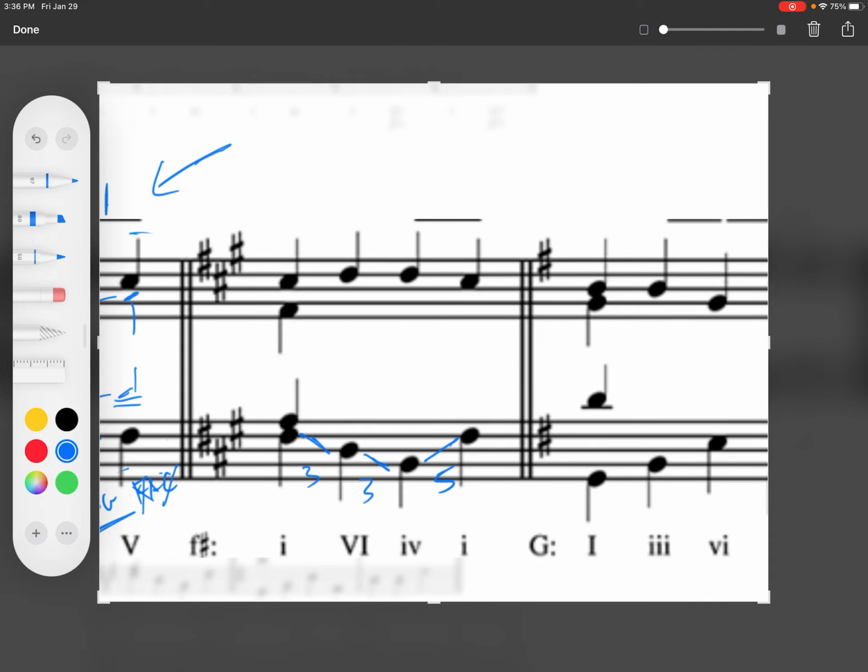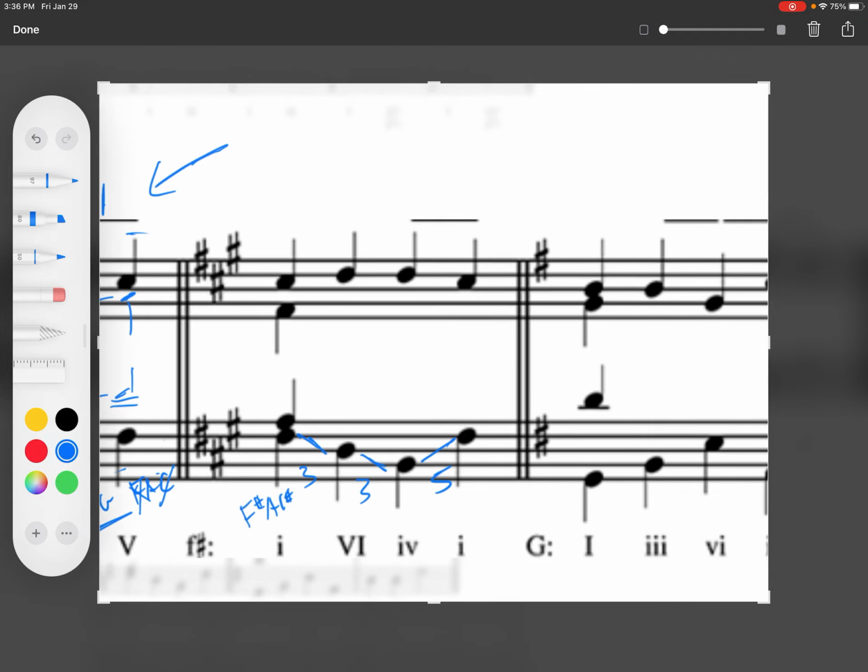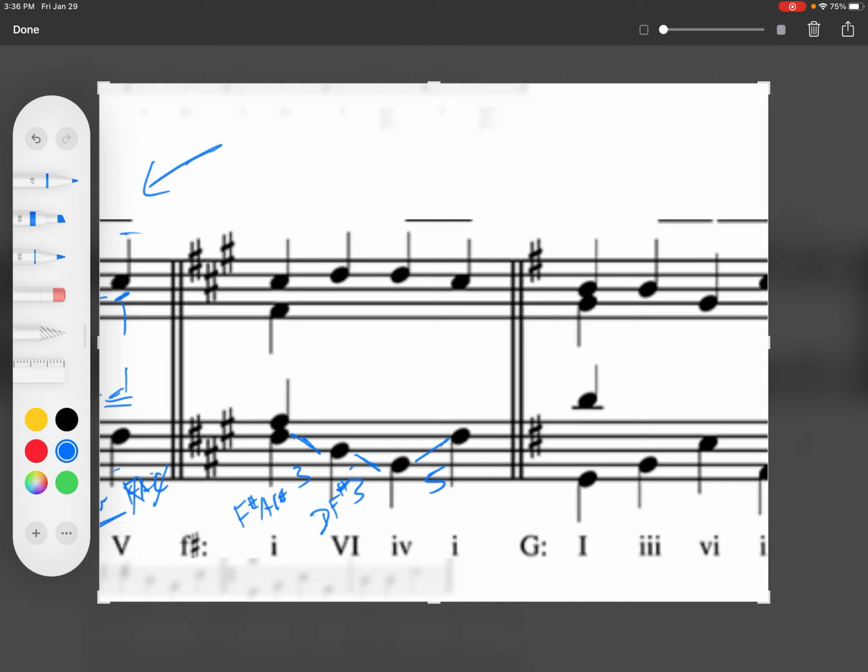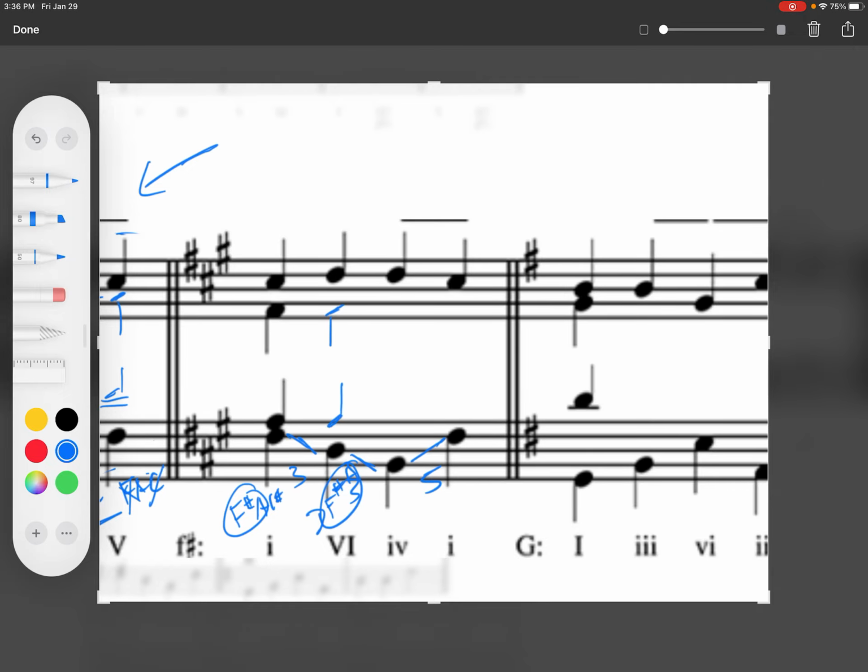So again, remember, thirds will keep common tones: F sharp, A, and C for our first chord, and D, F sharp, and A for our second chord. F sharp and A are kept in common. Can we keep those? We can try to keep this one, and it looks like we can keep that one too. So we kept two common tones. Again, not always possible. Sounds pretty good. I like that movement.